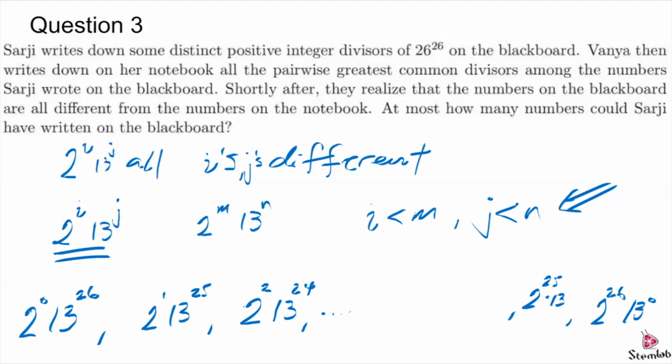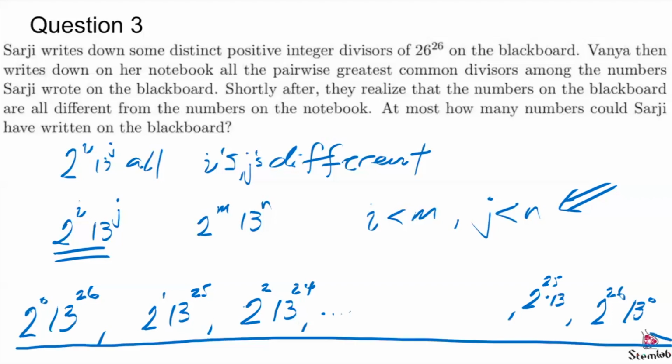If you pairwise take the GCD of any of the numbers here, you will find that they're all different, and none of them are numbers on the blackboard. Hence, the maximum number of numbers Sarji could have written on the blackboard is 27. Notice all the powers of 2 are increasing, and all the powers of 13 are decreasing.